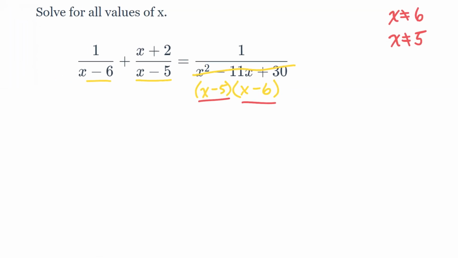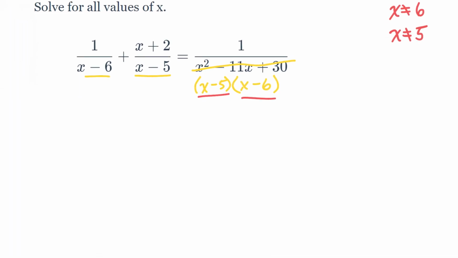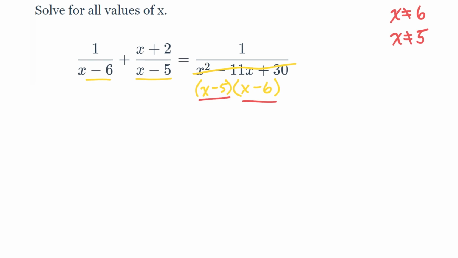It doesn't matter. So I need an x minus 6 to cancel this. So I'm going to multiply times x minus 6 times everything. So I got that one off the list. This one wants an x minus 5, so I'm going to multiply times an x minus 5.